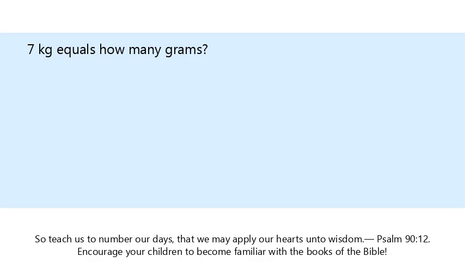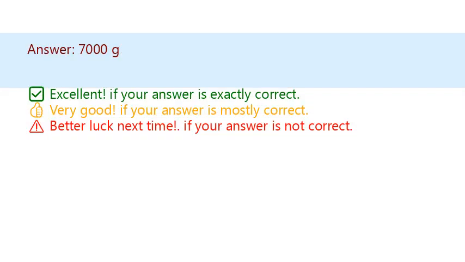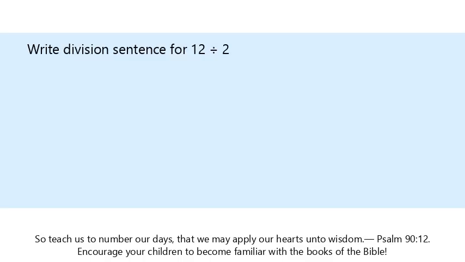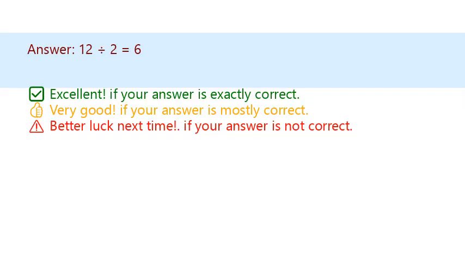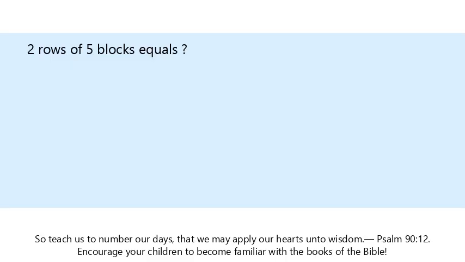7 kilograms equals how many grams? Answer, 7,000 g. Write division sentence for 12 divided by 2. Answer, 12 divided by 2 equals 6. 2 rows of 5 blocks equals?